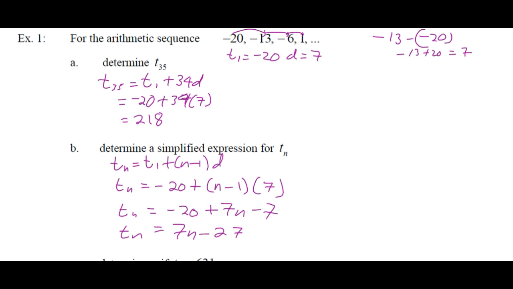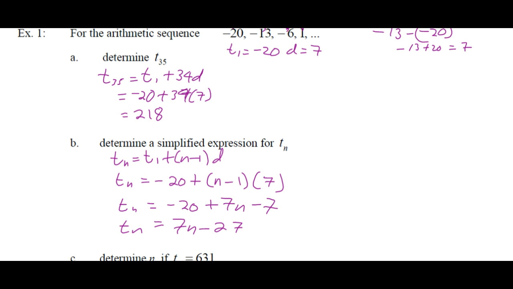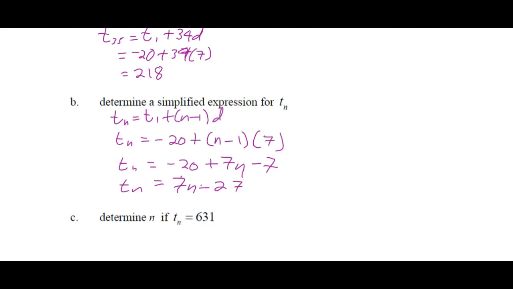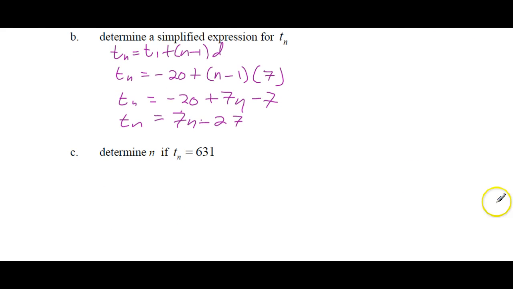And I could check that with T35 by doing 7 times 35 minus 27. So I'm going to do that here. 7 times 35 minus 27 is 218. And we could also just think, well, look, this is T1, T2, T3, T4. So go 7 times 4 is 28, minus 27 is 1. Okay, so we have a good formula.